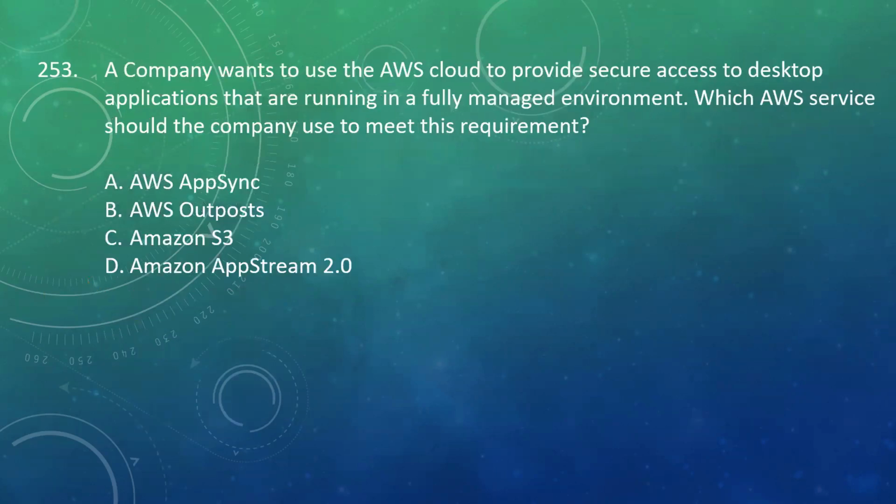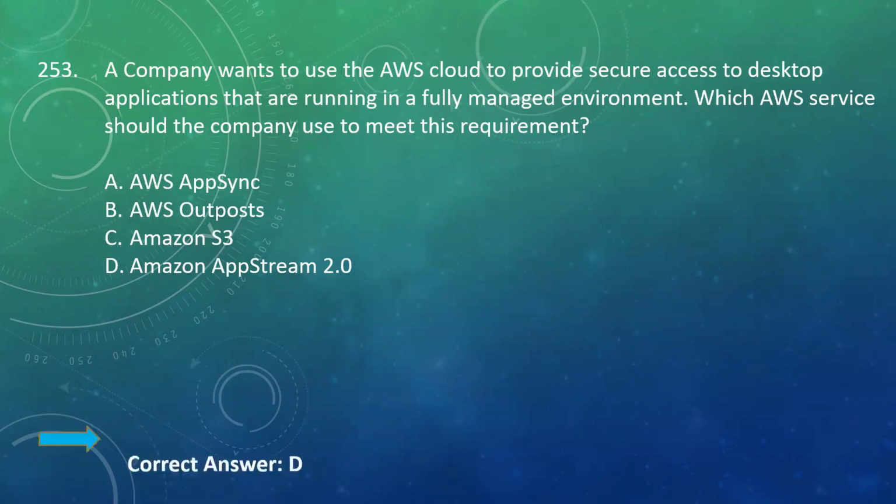Question number 253. A company wants to use the AWS cloud to provide secure access to desktop applications that are running in a fully managed environment. Which AWS service should the company use to meet these requirements? Your options are AWS AppSync, AWS Outposts, Amazon S3, Amazon AppStream 2.0.